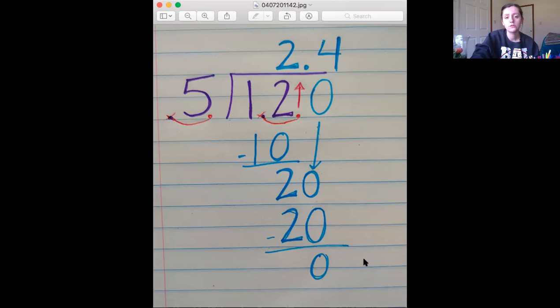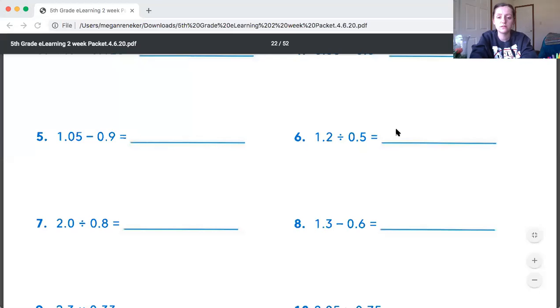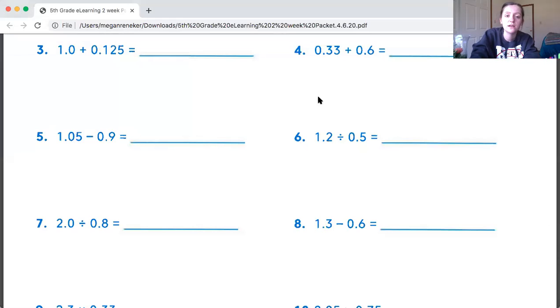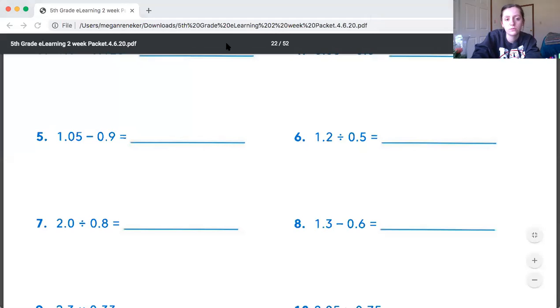So your answer to problem number 6 is going to be, hold on, let me pull that problem back up for you. Your answer to problem number 6 is going to be 2 4/10, or 2.4. Okay.